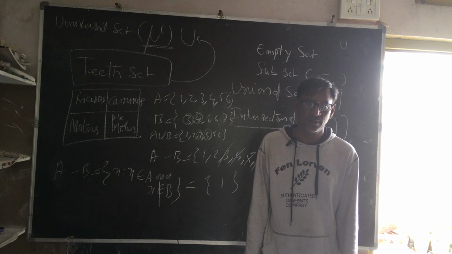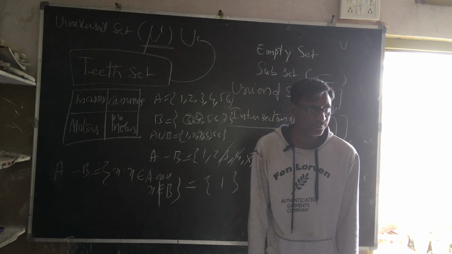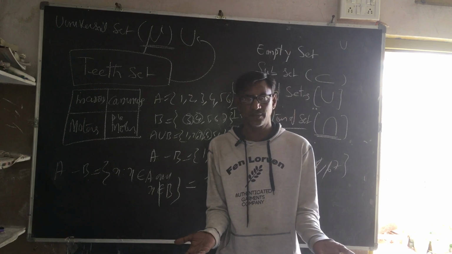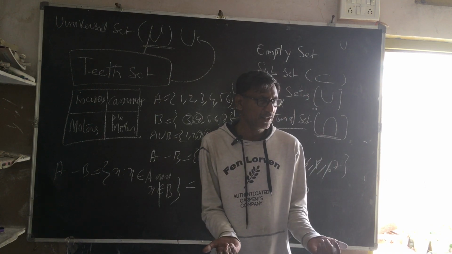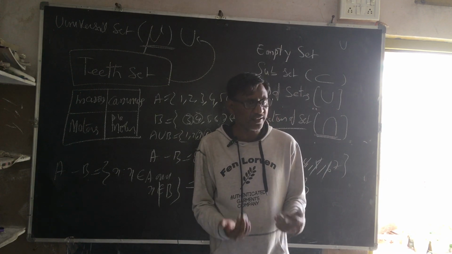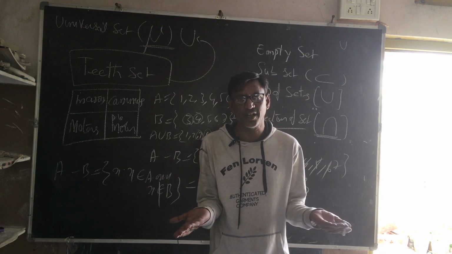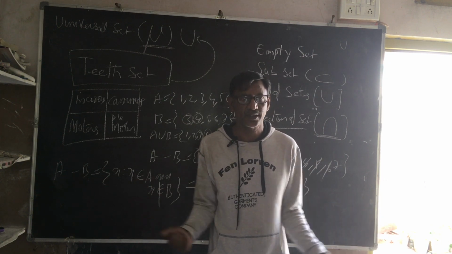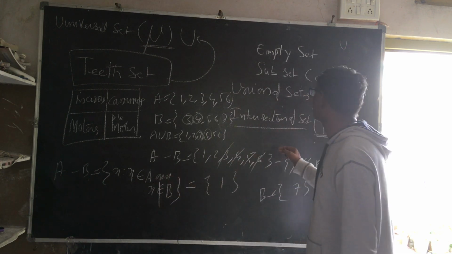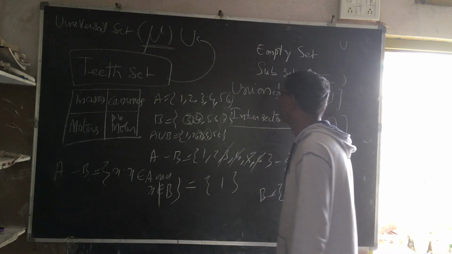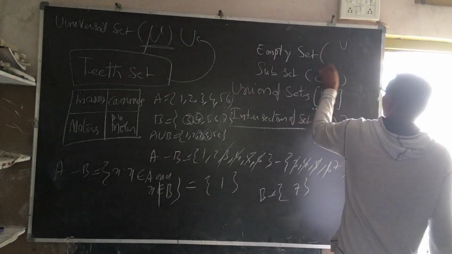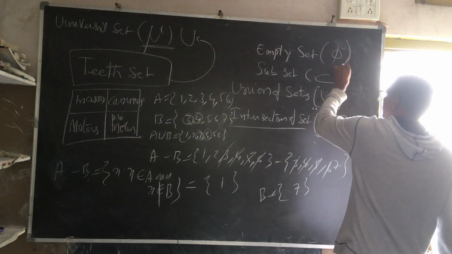Empty set. Non-empty set means a set contains some elements. Empty set means it is a set that contains no element in it. It does not contain any element, it is called an empty set, and it is denoted with a symbol, which I didn't give yet. This is very, very important.